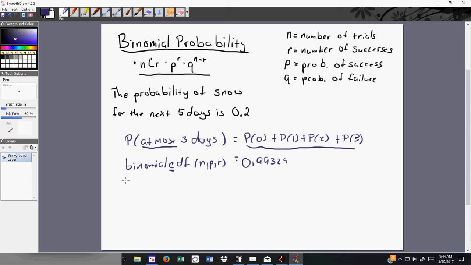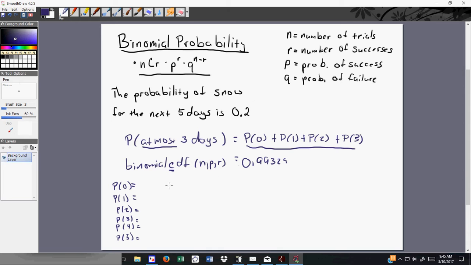And what I should do is I should do probability of 0, probability of 1, probability of 2, probability of 3, probability of 4, probability of 5. I'm not going to actually do that, but if you did that and you added up 0, 1, 2, and 3, you would get 0.99329.